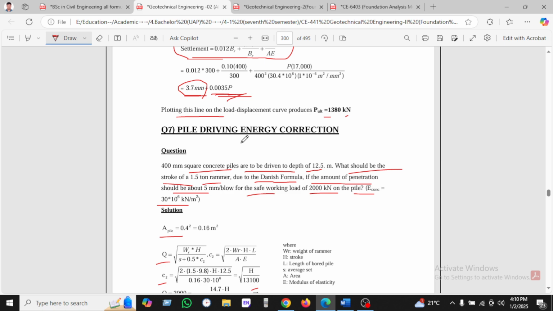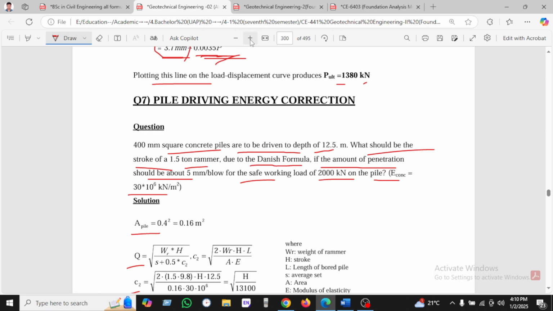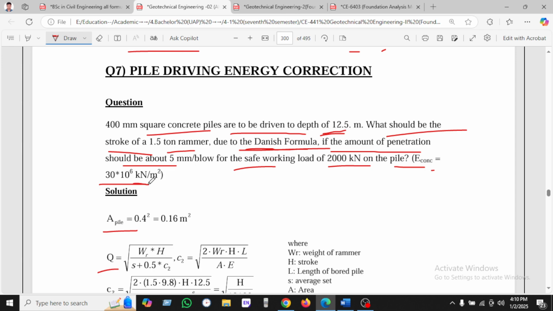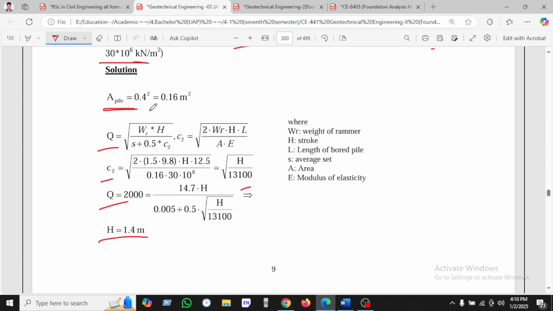So now pile driving energy correction. We can see here another question: a 400 square millimeter pile is to be driven to a depth of 12.5 meter. What should be the stroke of a 1.5 ton hammer according to the Danish formula, if the penetration should be 5 millimeter per blow and the safe working load is 2000 kilonewton on the pile? If the modulus of concrete is given as 13 into 10 to the 6 kilonewton per meter square. So the solution: the pile area is given.